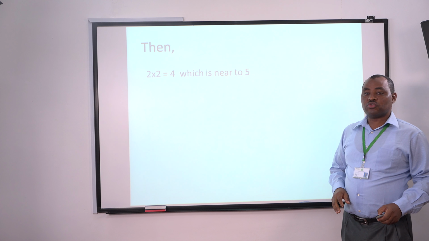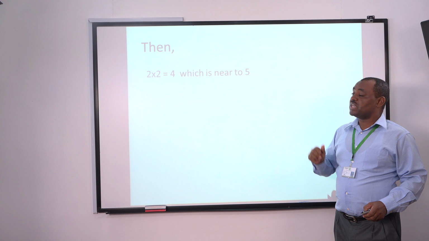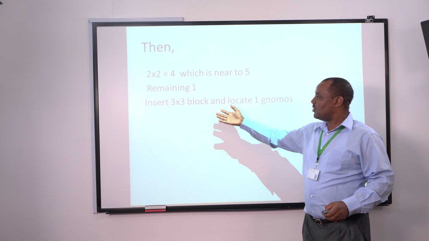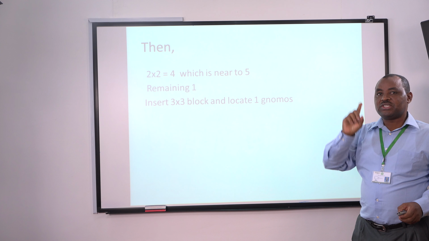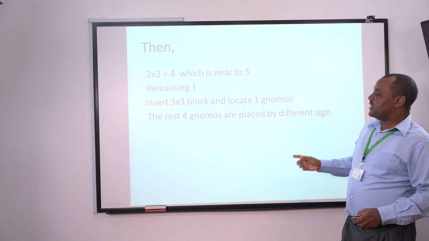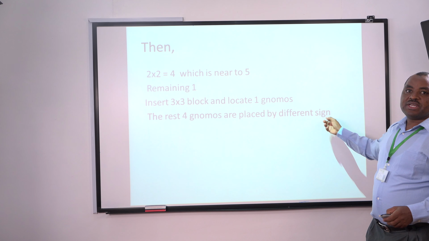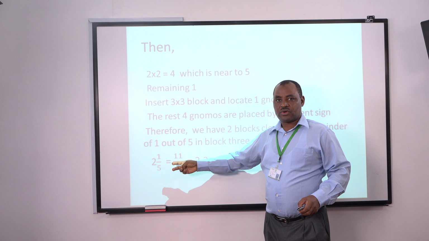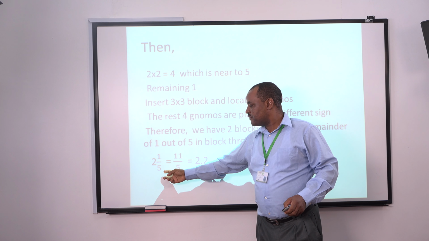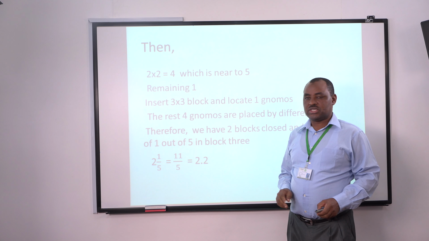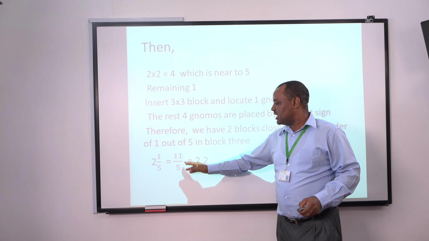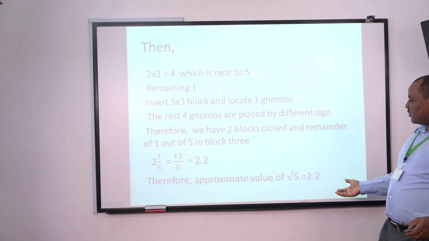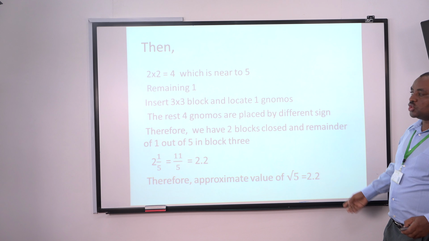This is the explanation. 2 by 2, 2 times 2 gets 4, which is very near to 5, and then 1 is remaining. So we add another 3 by 3 block to complete the one Gnomon which is not there. The remaining 4 Gnomons are placed by a different sign, as we have seen. Therefore, we have 2 complete blocks, remaining 1 out of 5, as a mixed fraction. If we put it into an improper fraction, we have 11 over 5, which is 2.2. And therefore, we can conclude that the approximate value of root 5 is 2.2.